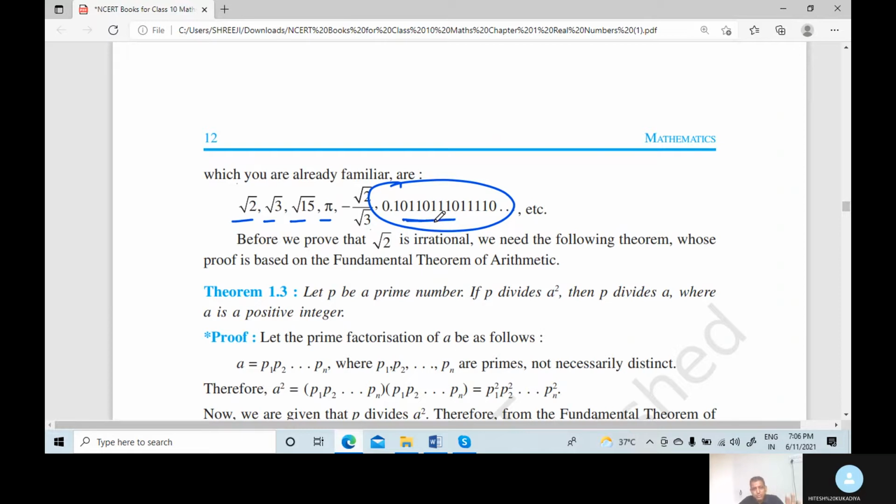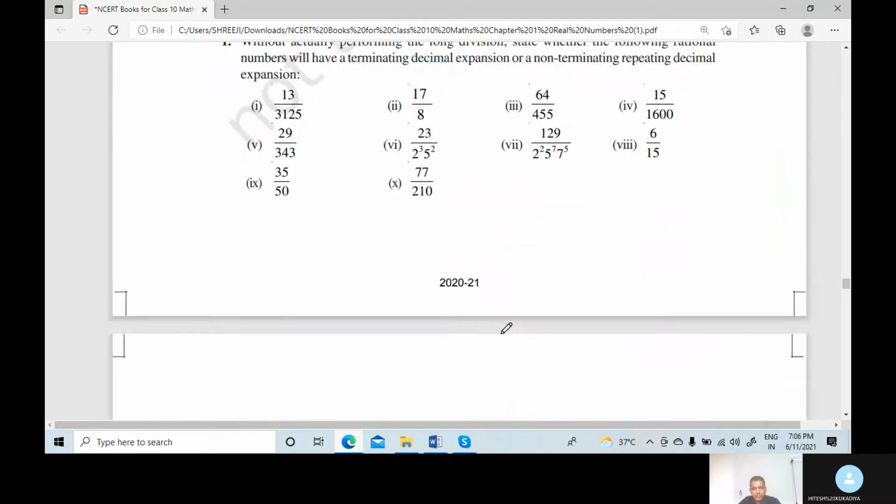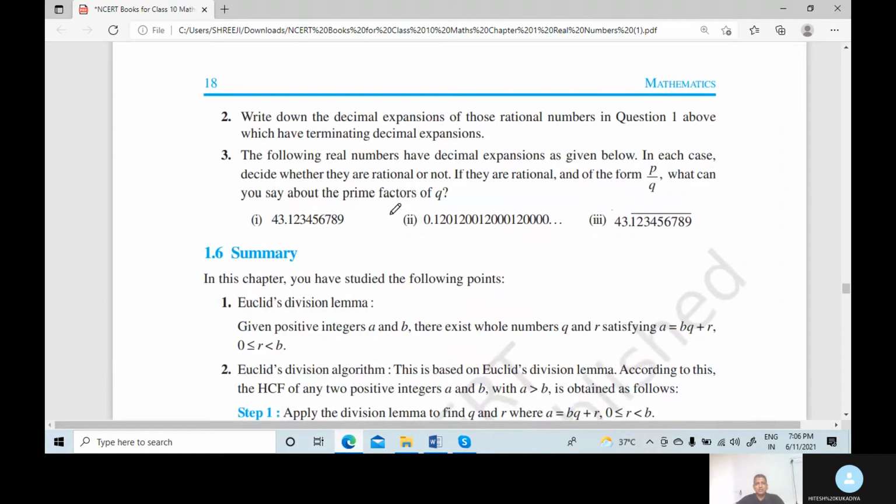Non-terminating. You have studied this type of sums in 9th standard also. I think in your textbook, in the last exercise, this type of question is given. Look here, exercise number 1.4, the last exercise. Look at this question: 0.120120012000120000... This one is a non-terminating non-recurring irrational number because you cannot convert it to P upon Q form.